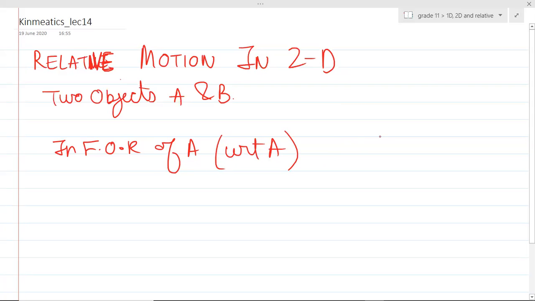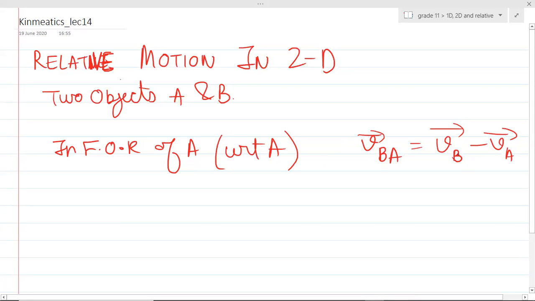Is this clear? So what will be the velocity of B with respect to A? Velocity of B with respect to A will be VB minus VA. Is this clear? You already discussed this particular thing. In the case of 1D, it was just plus minus, right? But when we talk about 2D motion, vectors come in again, and you have to use i cap, j cap, and all.